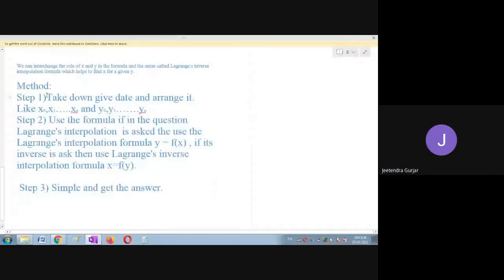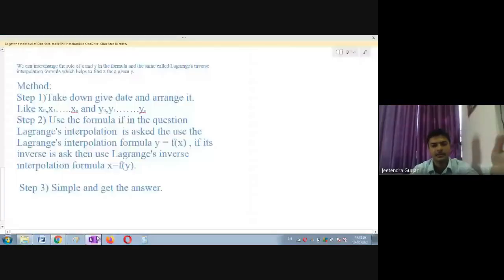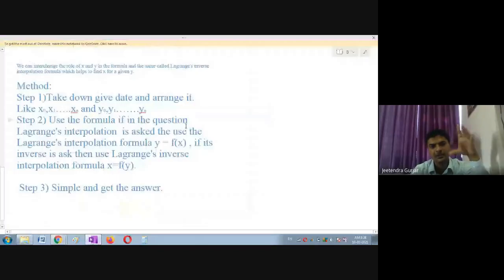Take down the given data. Some data will be given now. Yes, I think a few students are joining. Any difficulty? Okay, they are joining. Let them join. I request everyone to join a little bit, 10 minutes early. Yes, it is auto admitting. No problem, so one by one it will allow. If five students join at a time, then one by one it is going to allow.